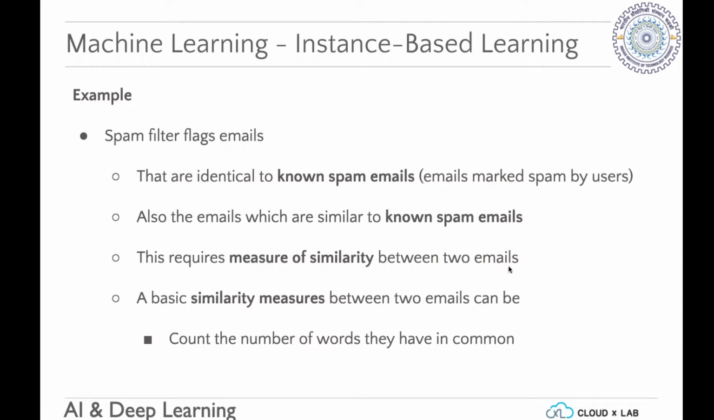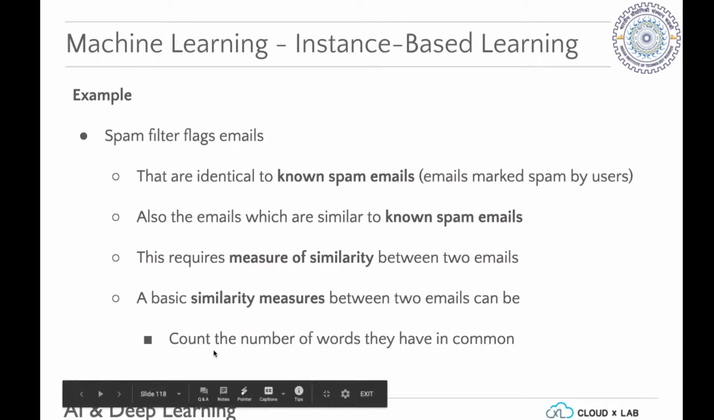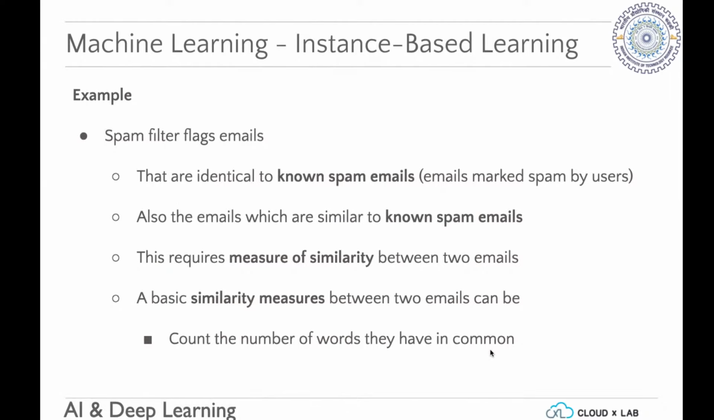So you're going to take your incoming email and your old email and see what the comparison is. A basic similarity between two emails can be the number of words they have in common. This is a simple test. For example, if the same set of spam mail is being sent over periods of time, you could have a simple count, like counting the number of numbers. If the numbers match exactly, then it's likely a scam. This is one of the examples.